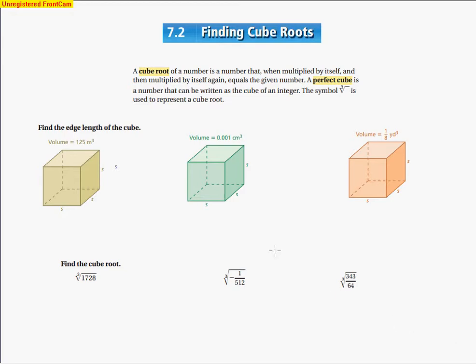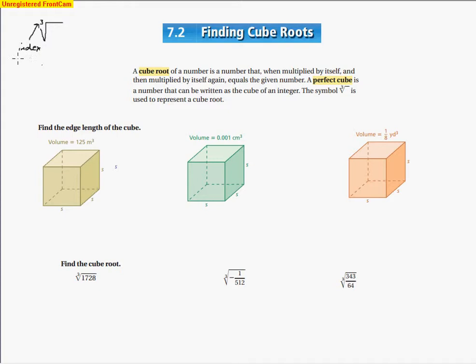This is the tutorial for Chapter 7, Section 2, titled Finding Cubic Roots. Cubic roots are similar to square roots, but this time instead of finding just two numbers that multiply to make a value, we're looking for three numbers. You'll notice there's a small 3 up in the upper left-hand corner of the radical sign. This is called our index.